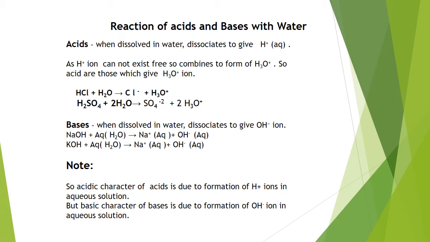Bases are those which dissolve in water and produce OH- ions. So all are bases which produce OH- ions, for example KOH and NaOH. We must know here that acidic behavior is due to the formation of H+ ions, H3O+ ions, and basic character is due to OH- ions.